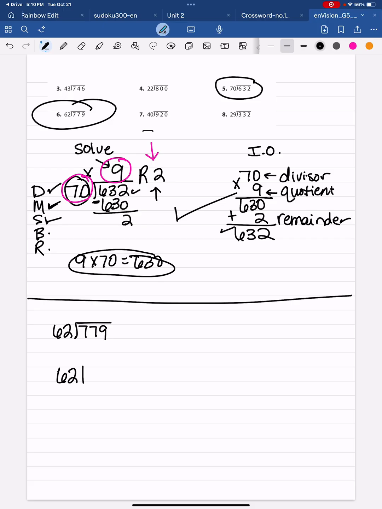And when you do box method, you leave plenty of room. So since we have 3 digits here, we're going to have 3 columns right here. And write your numbers close to the edge here.